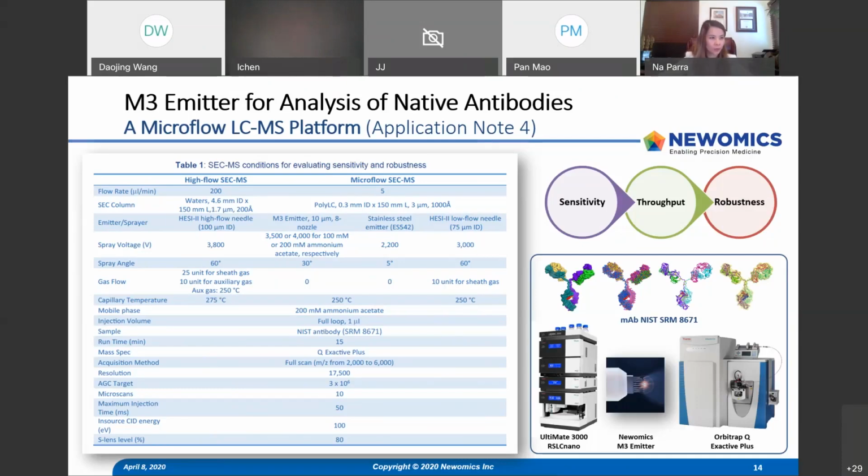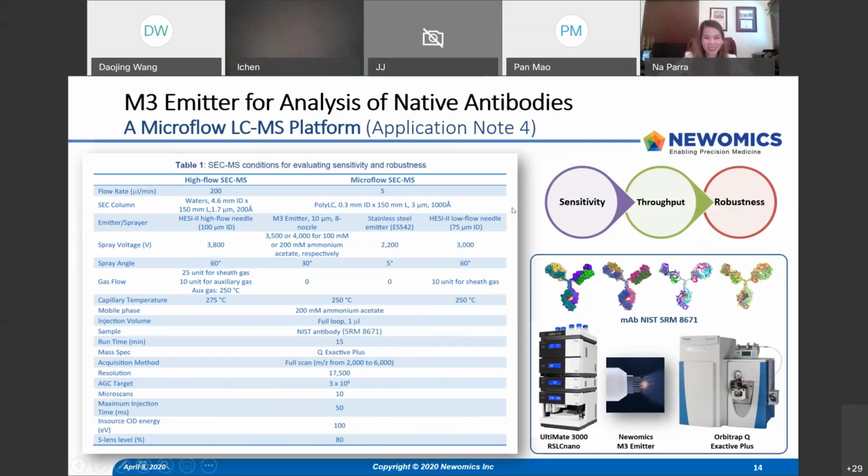The last two questions, we're going to borrow a couple minutes from you. The second to last, I heard that you guys have a smaller than 5 micrometer emitter under development that could be useful for the nano LC scale assays for limited amount of samples, such as single cell proteomics. Is that right? When will that be available?